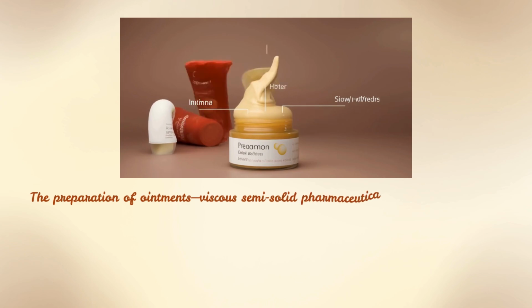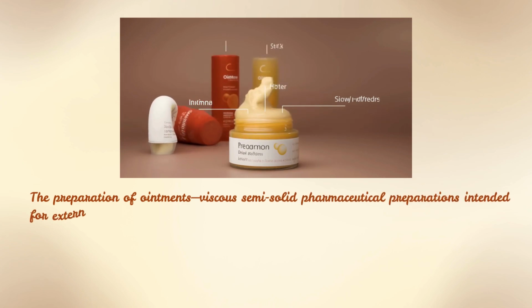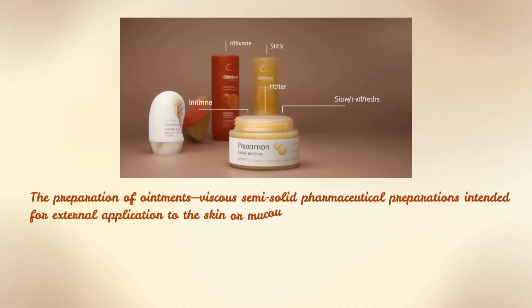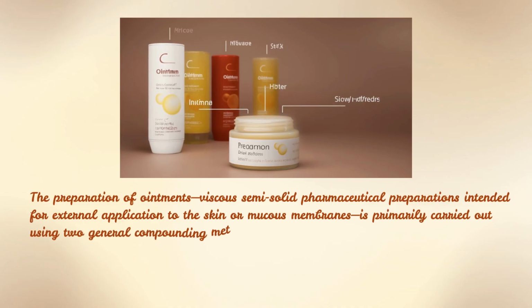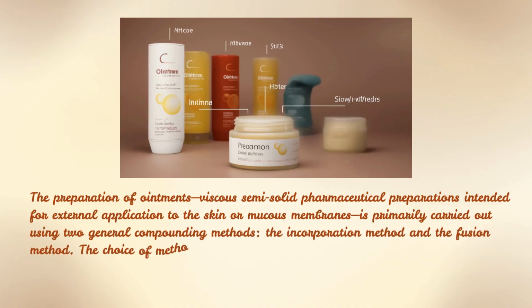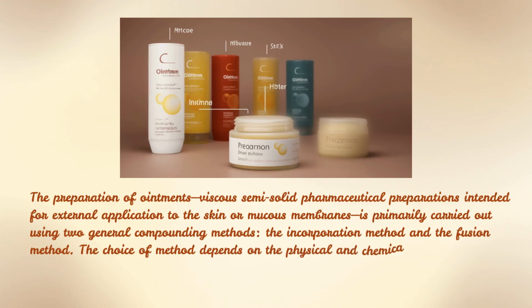The fusion method is employed when ingredients such as waxes, hard paraffin, cetyl alcohol, and high molecular weight polyethylene glycol cannot be mixed effectively at room temperature. In such cases, heat is used to melt the ingredients and produce a uniform preparation.